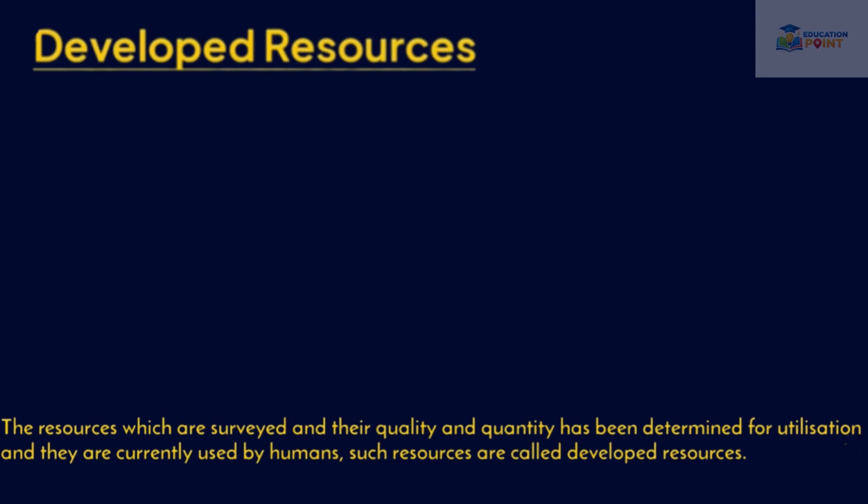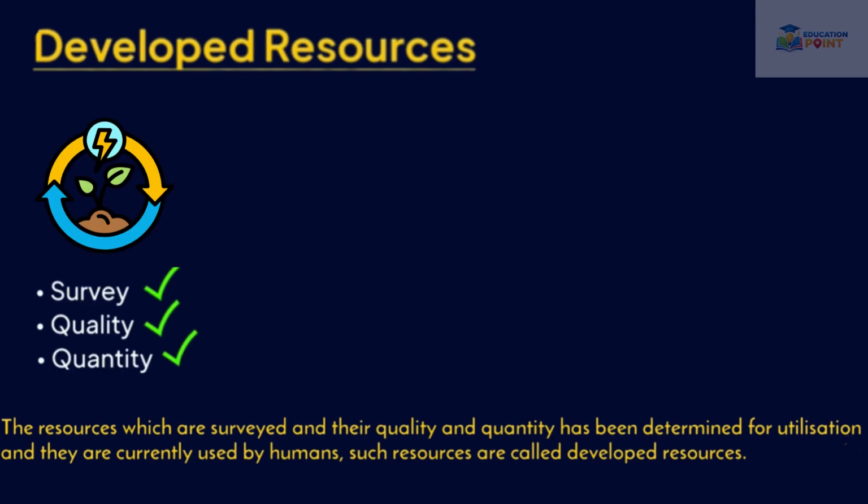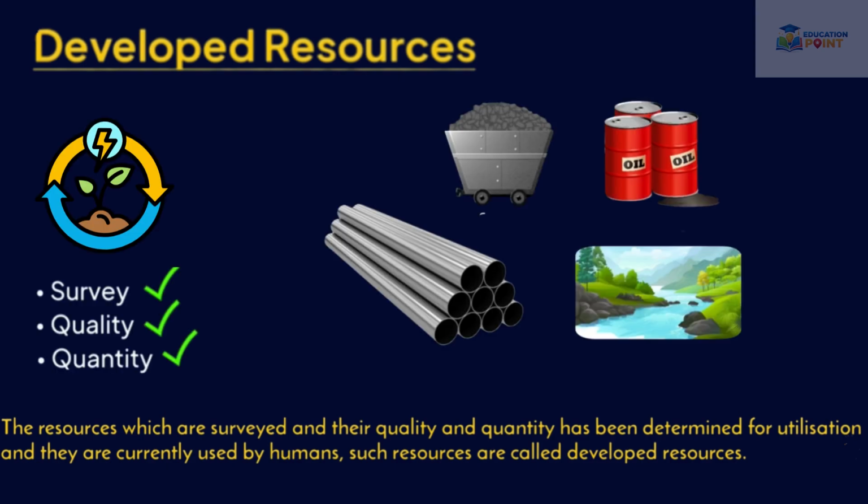The resources which are surveyed and their quality and quantity has been determined for utilization, and they are currently used by humans. Such resources are developed resources. Second are developed resources. Resources which are surveyed and their quality and quantity are determined for utilization and are currently used by humans are developed resources.